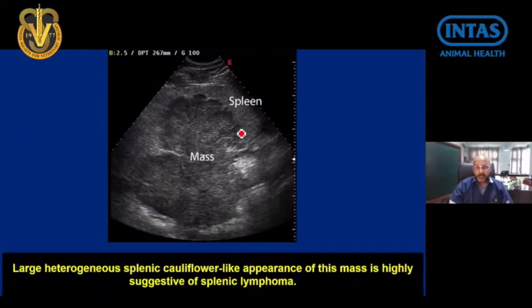Within the spleen, you can see the mass over here, and normally when a splenic mass is there, the sonologist will always say a space occupying lesion, but such kinds of masses are suggestive of lymphomas.